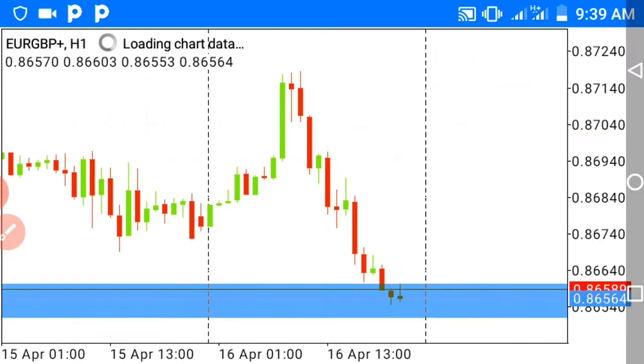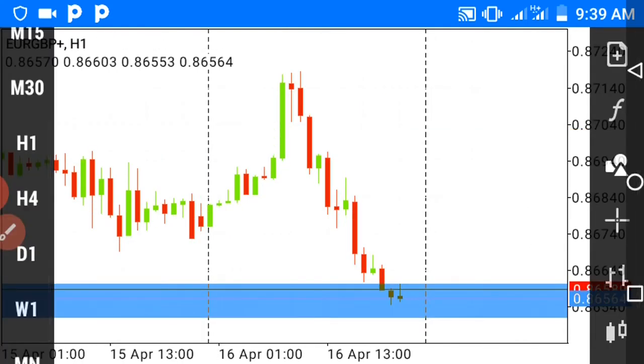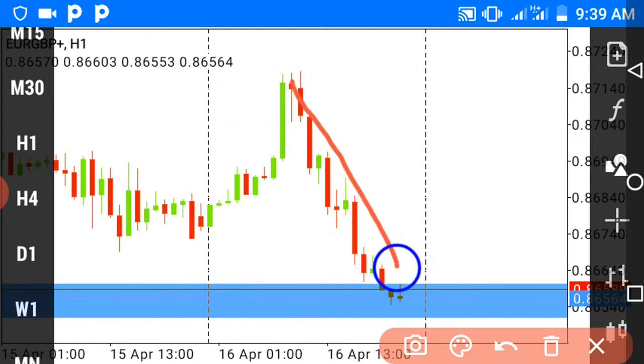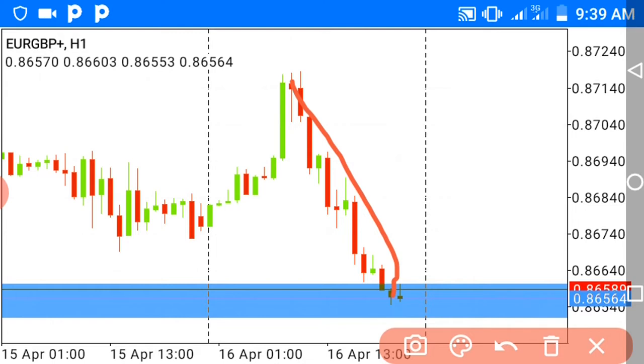Okay, let me go back to the one hour. It has a good downtrend, which shows good momentum into the support. So what we're going to expect is low momentum candles showing us that the bears are now losing control of this market.